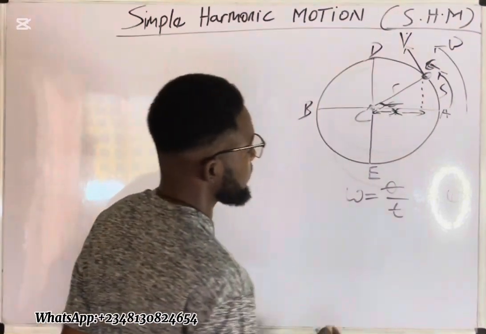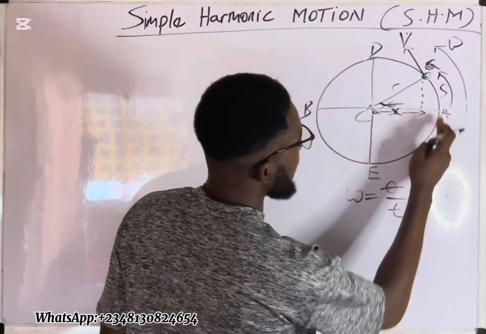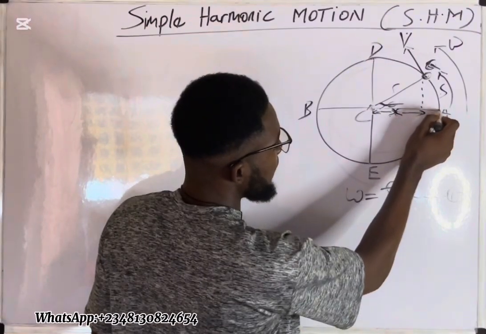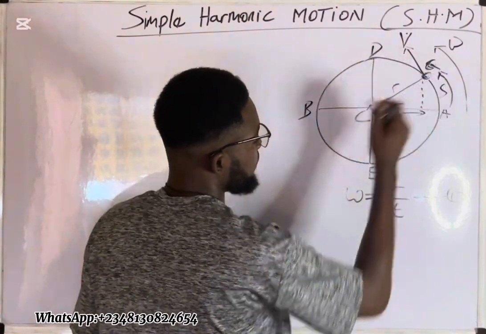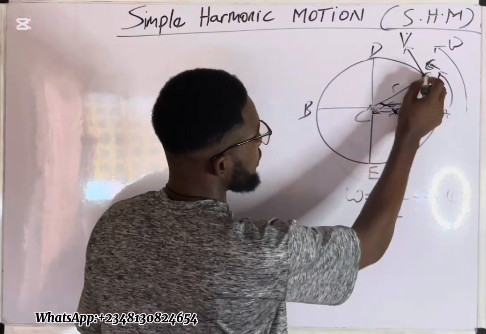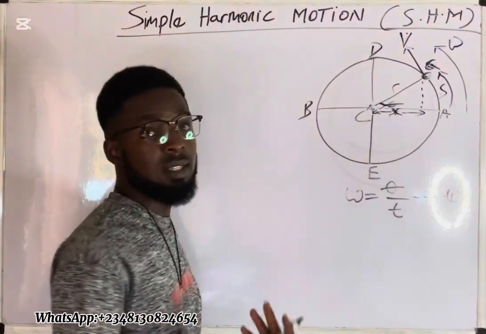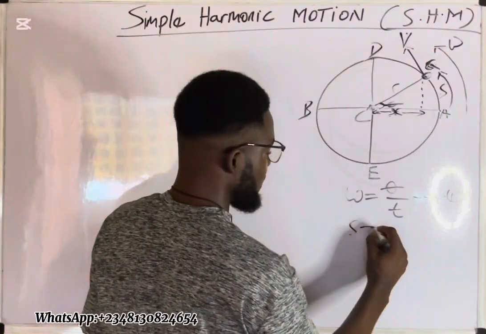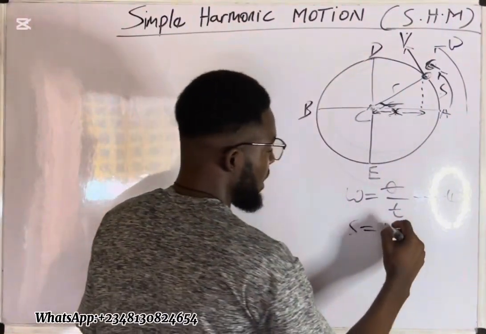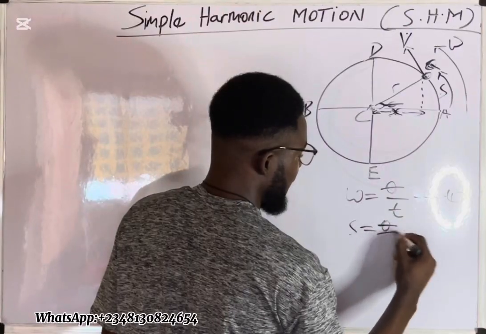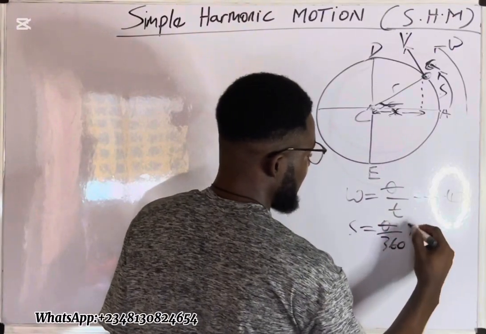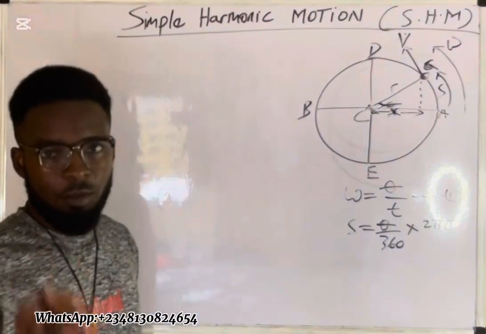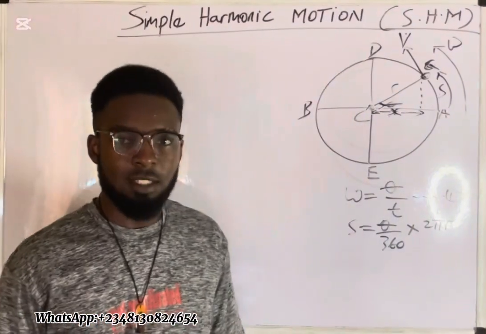And also, from here, this is the distance from A to Q of the body. The distance from A to Q forms an arc of the circle. So therefore, S, which is distance, is the arc of the circle. The formula for arc of a circle is theta over 360 times 2 pi r. For mathematics students, you know what I'm talking about.